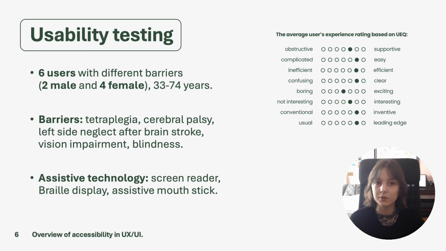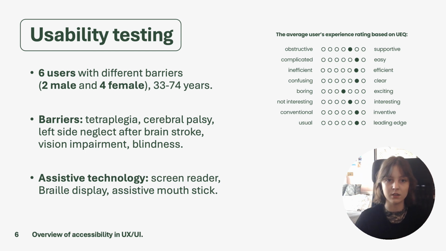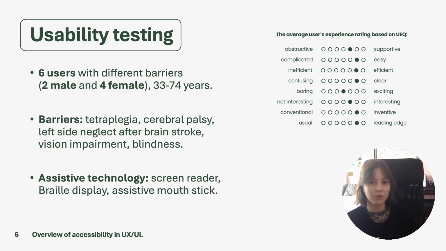The last step in the process was usability testing. There were 6 users included in the testing, and they were all between 33 and 74 years old. The users had different types of barriers, such as tetraplegia, cerebral palsy, left side neglect after brain stroke, vision impairment, and also blindness. There was also assistive technology included in the testing, which was screen readers, braille displays, and an assistive mouse stick used by the user who was tetraplegic.